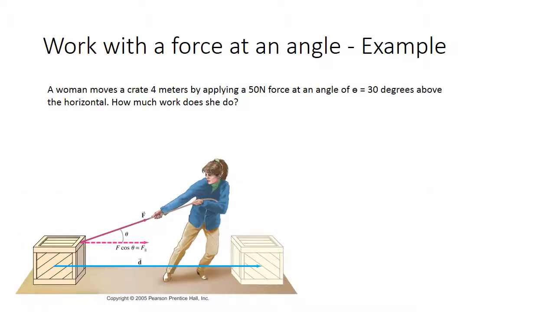Let's try an example problem to calculate the work done with a force at an angle. A woman moves a crate 4 meters by applying a 50 Newton force at an angle theta equals 30 degrees above the horizontal. How much work does she do? I will let you try this problem on your own.